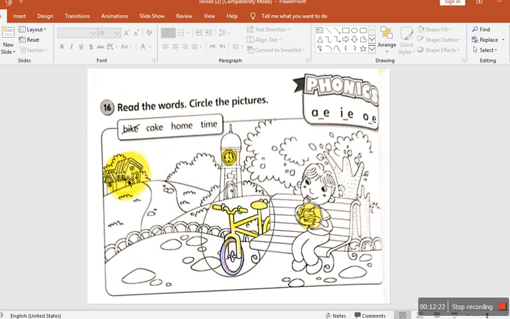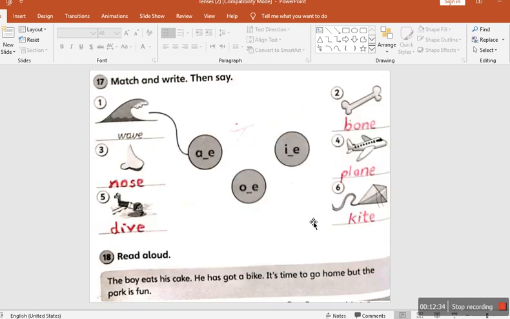This is home. This is time. Of course, this is done for you. This is bike. And this is cake. If we go to the next slide, yeah, these are the answers. Nose, this is clear. All you have to do is to match it with OE. This is bone, match it with OE. Also bone, OE.